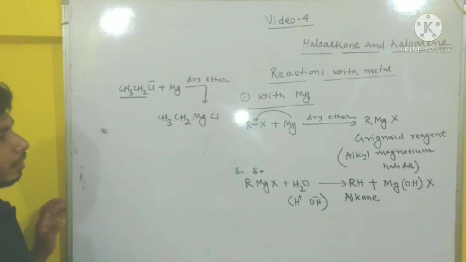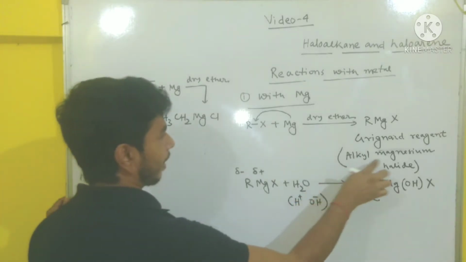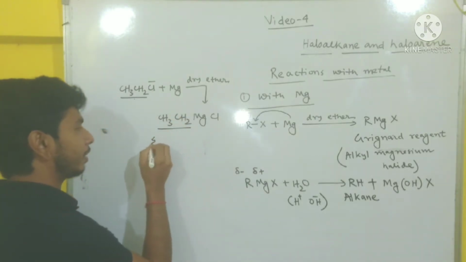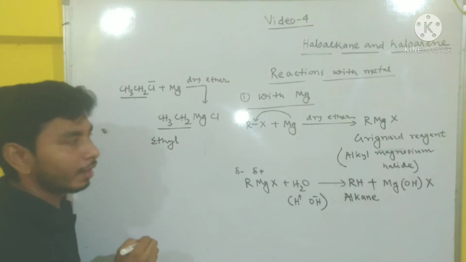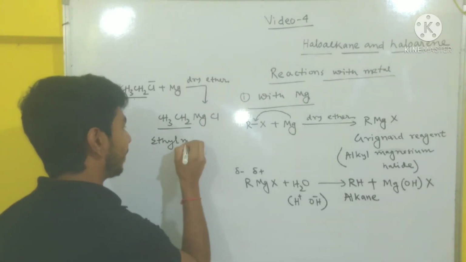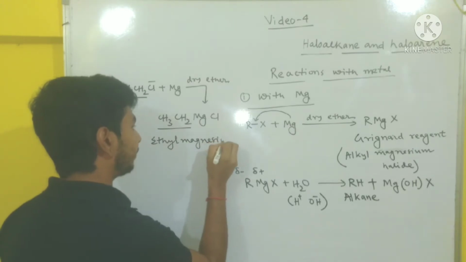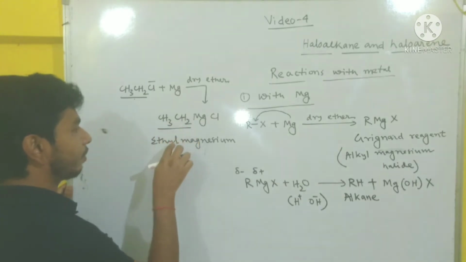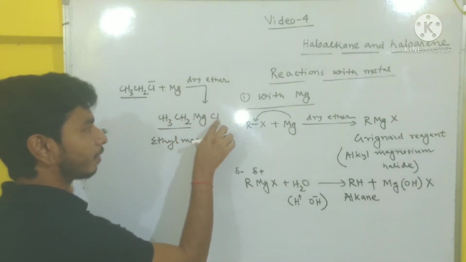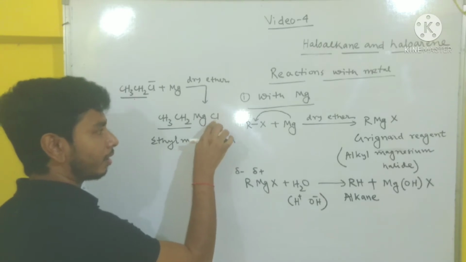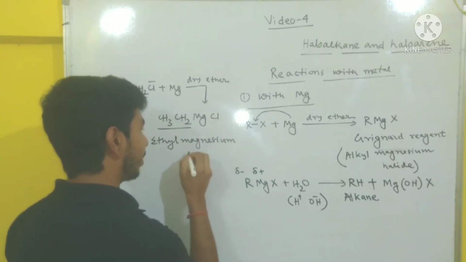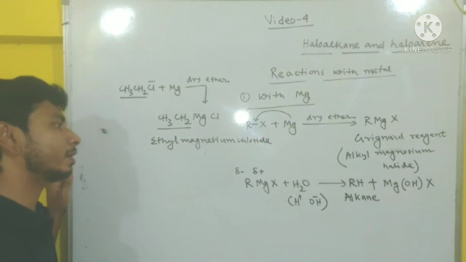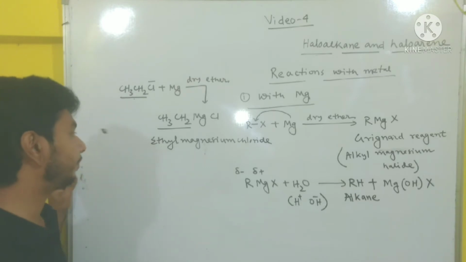What is the name of the Grignard reagent? It is alkyl magnesium halide. Here the alkyl is ethyl, two carbons. So it is ethyl magnesium halide. The halide here is chloride. So the name of this Grignard reagent is ethyl magnesium chloride.